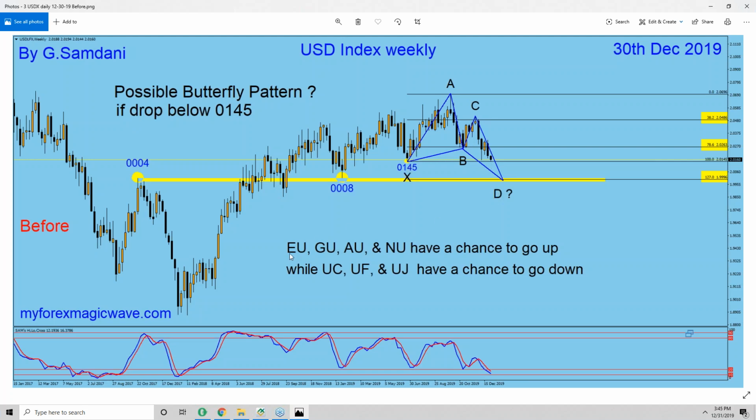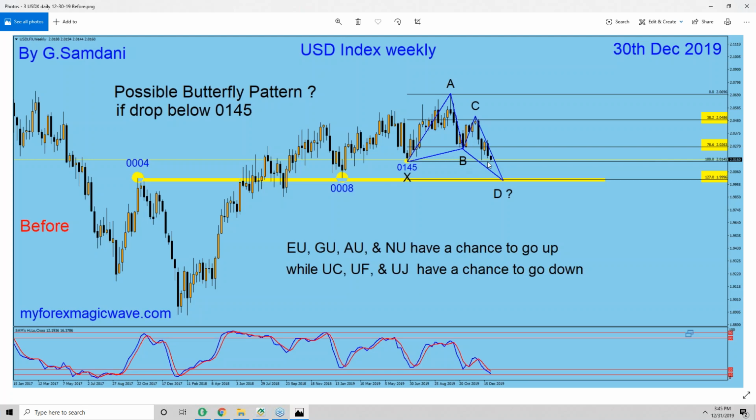Then EUR/USD, GBP/USD, AUD/USD, and NZD/USD have a chance to go up, while USD/CAD, USD/franc, and USD/yen have a chance to go down. Why a chance? Because sometimes other currencies are also acting, and then the move may not happen. But if other currencies are neutral, yes, these things will happen. These four will go up and these three will go down with the USD weakness.